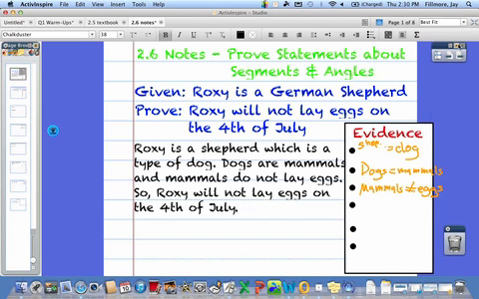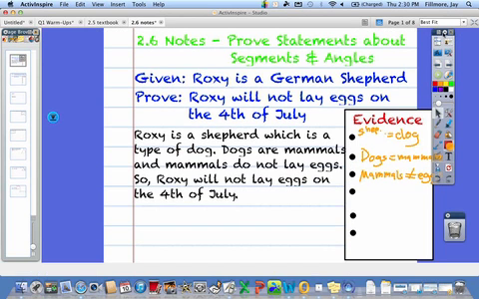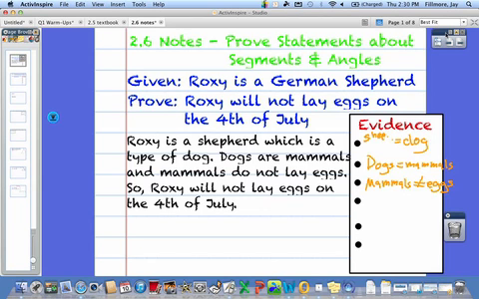There's an example. Now, if you write an argument, it might look slightly different. You might write it in a more condensed fashion to where it's shorter, but as long as you have all the needed information and you're using complete sentences, that would be a valid argument to prove that Roxy will not lay eggs on the 4th of July. Again, we listed all of our evidence, and that's how we can consider this to be a proof.